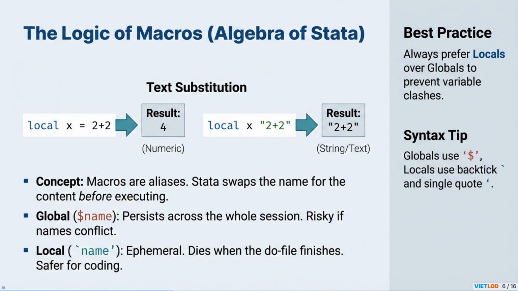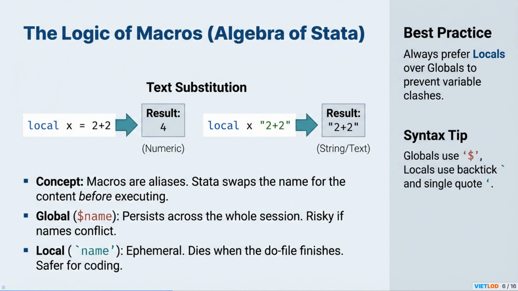The key concept to grasp is that macros are essentially aliases that perform text substitution. Stata replaces the macro's name with its content before executing any command. For example, if you define local x equals 2 plus 2, Stata first evaluates the expression to 4 and then substitutes that numeric value when you call x. However, if you define local x 2 plus 2 with quotes, Stata stores the literal text string 2 plus 2, and that exact string is substituted. This distinction between numeric evaluation and literal text storage is fundamental.